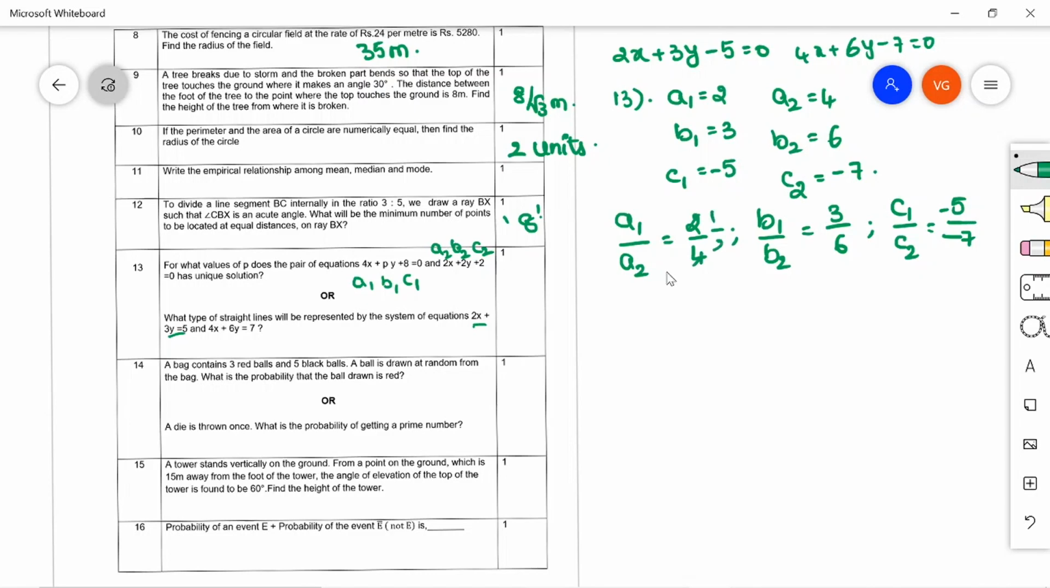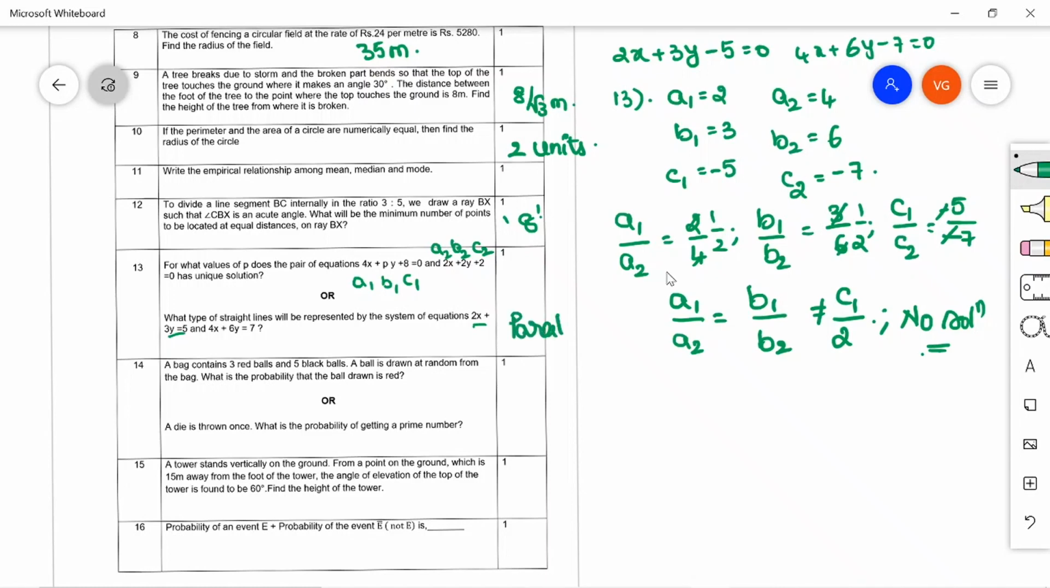So check for any cancellations. This will be 1 by 2, this also you will get 1 by 2, and the minus will get cancelled. So the condition is a1 by a2 is equal to b1 by b2 but not equal to c1 by c2. For this condition you will get no solutions, right? They are asking what type of lines you are getting. For no solution, it will be parallel lines. So the two lines will be parallel, right? Now if you write the formula condition here, you will get half mark.